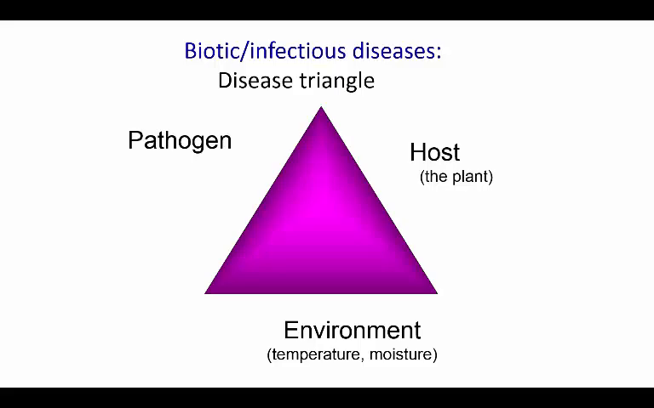So for preventing diseases, we can think about blocking the different sides of the triangle. For example, we can use resistant plant varieties that are not susceptible to some diseases. We can exclude the pathogen by using clean seed and clean transplants, and by culling out infected plants. And we can manipulate the environment to be less favorable to diseases, which usually means managing moisture and humidity. And I'll talk about all of these in more detail with some examples as we move along.